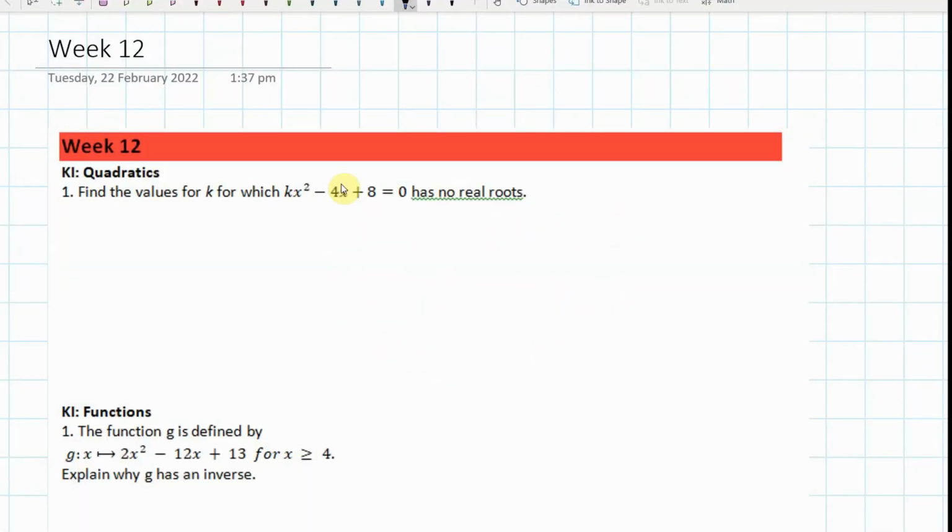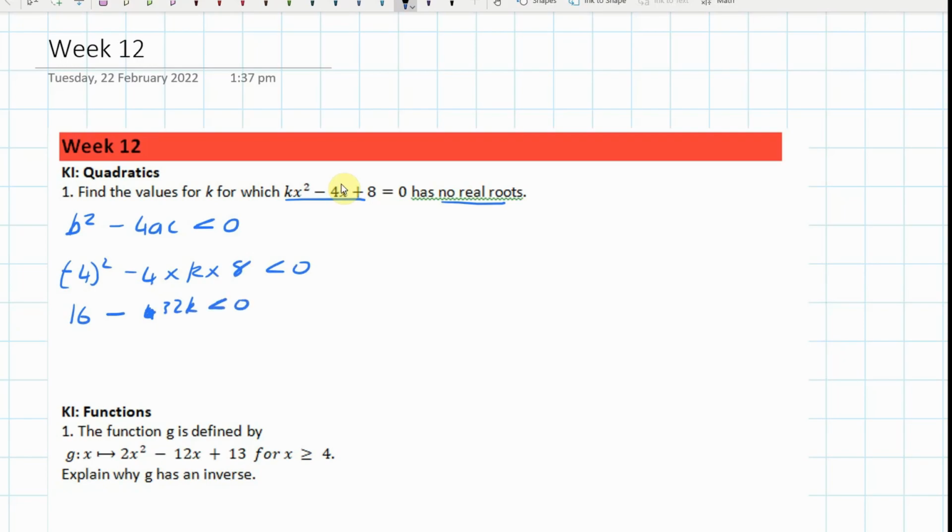Here we have a quadratics question and we want to find the values of k for which this equation has no real roots, which means that our discriminant has to be less than 0. So we plug in our numbers. Now b is minus 4, so we're going to chuck in minus 4, we square it. Minus 4 times a, which is k, times c, which is 8, and that's got to be less than 0. So we get 16 minus 32k is less than 0.